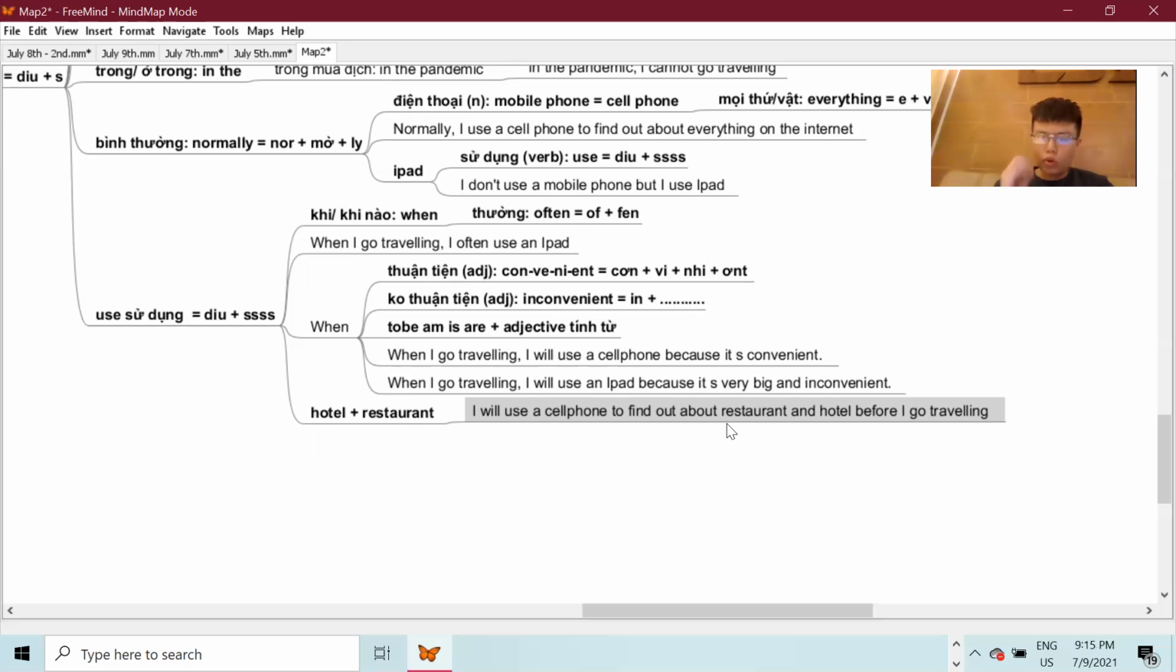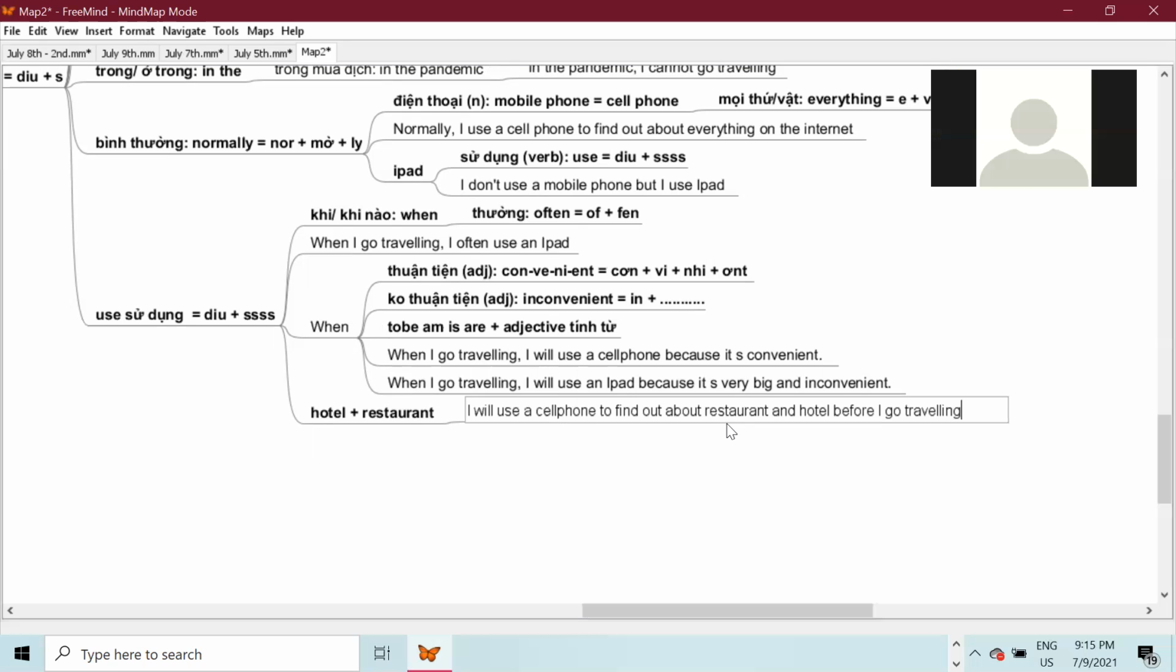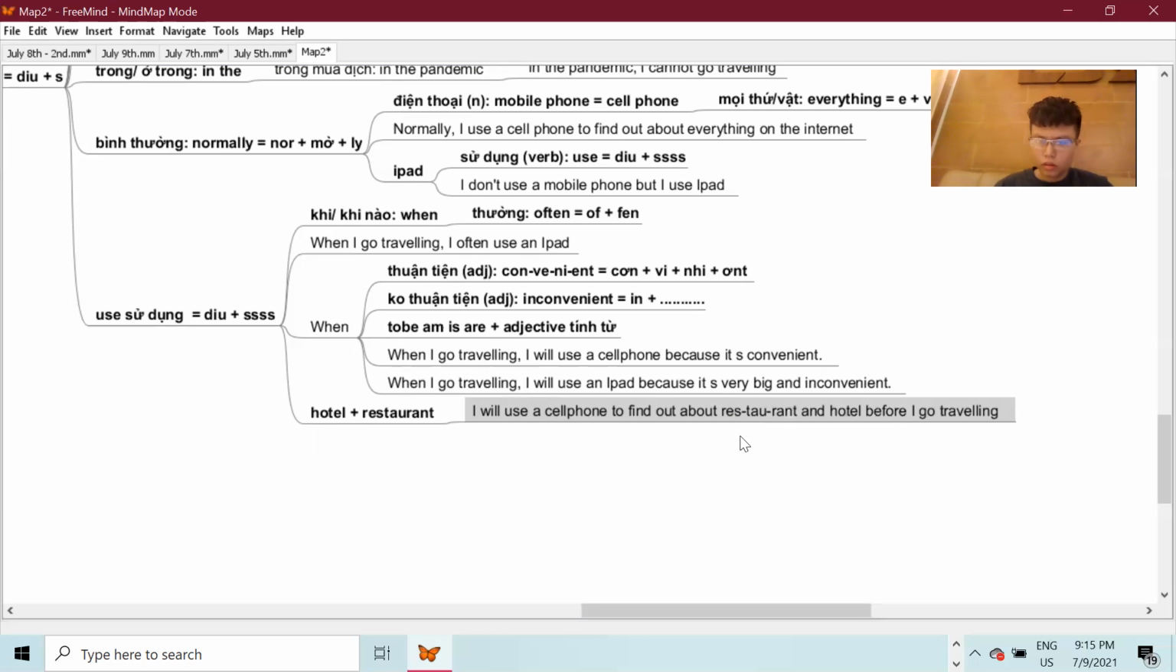No, restaurant. Restaurant. Yes, I will use a cell phone to find out about restaurant and hotel before I go traveling. Yes, very good. One, two, three.